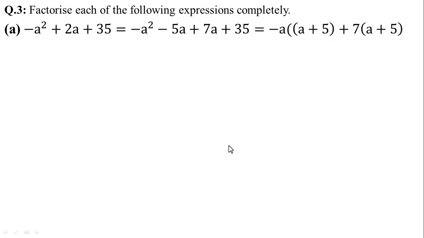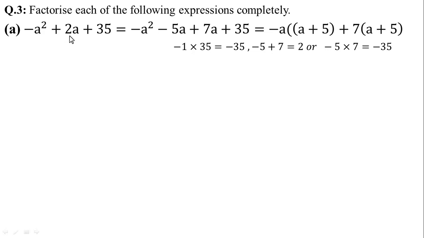In A part, minus a square plus 2a plus 35. First of all, we multiply the minus a square's coefficient minus 1 with plus 35. Minus 1 multiplied by 35, the answer is minus 35. Now we do mid-term breaking of 2 into 2 parts. The addition answer is plus 2 and the multiplication answer is minus 35. So minus 5 plus 7 is equal to 2, and minus 5 multiplied by 7, the answer is minus 35.